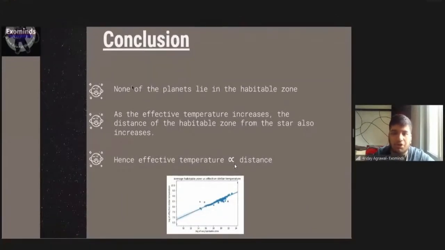Now let's talk about the conclusion. What is the conclusion and how did we find it? So conclusion: none of the exoplanets lie in the habitable zone. This is because of a few errors that we had. Our data was not good enough. Second, we had to do the data cleaning, and in that many exoplanets were shut off, and that is why we could not find any exoplanet in our data, as our data were reduced from around 4,000 to 614. After that, as the effective temperature increases, the distance of the habitable zone from the star also increases, and hence what we find is that effective temperature is directly proportional to the distance.